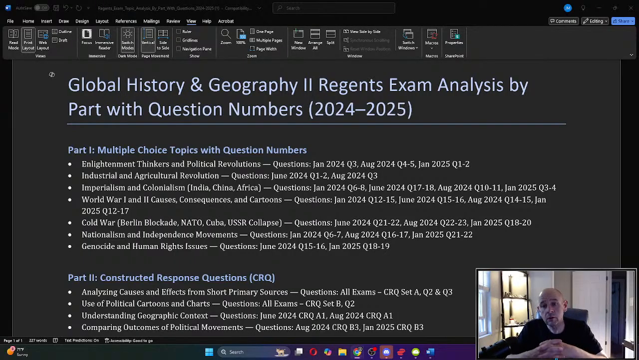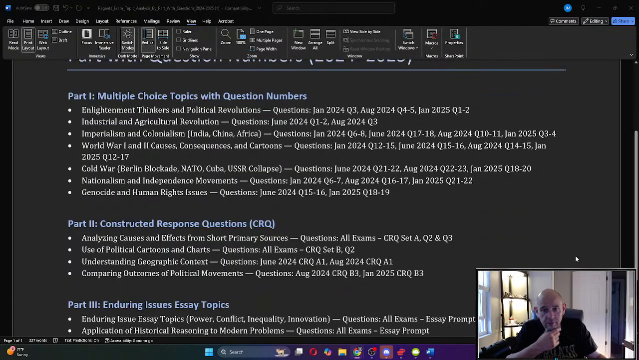So, you could read. You don't need me to read at you. So you can see for yourself what topics show up on the multiple choice. Now, if I scroll down just a little bit, you'll be able to see what topics show up on the constructed response, the CRQ. Now, I have some thoughts on the CRQ. I will cover them in a moment.